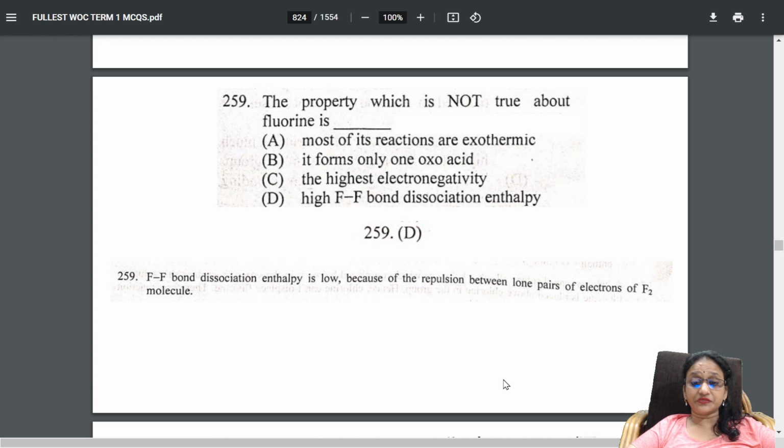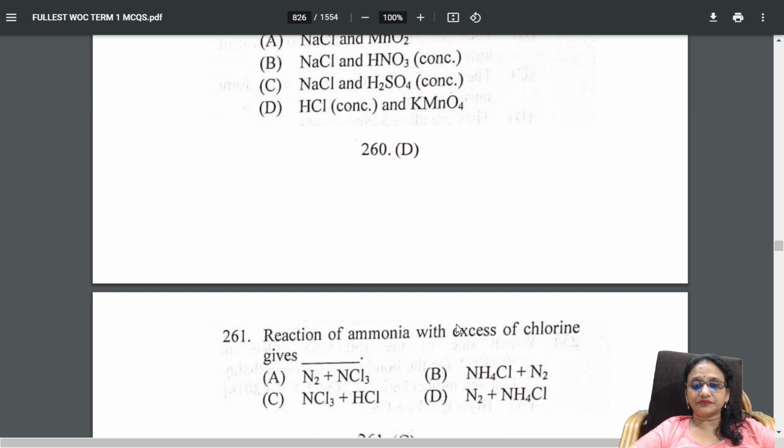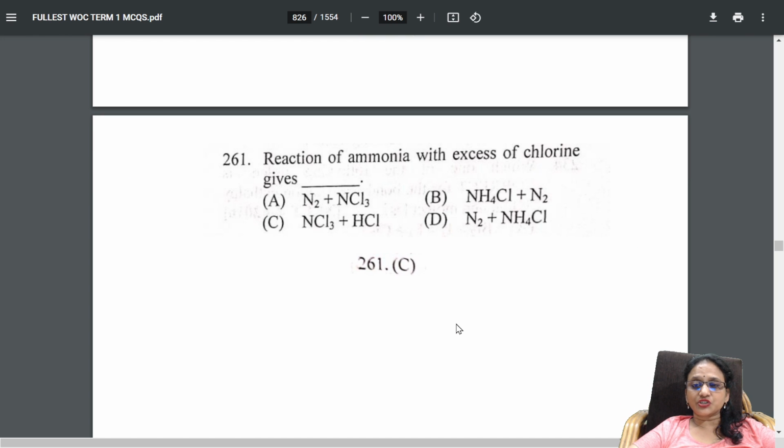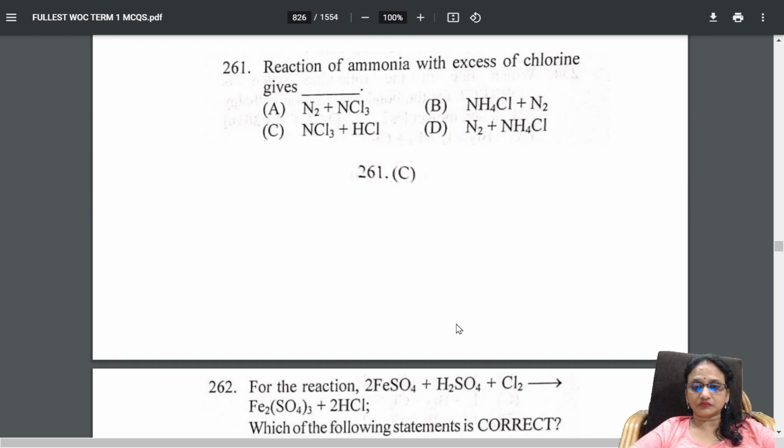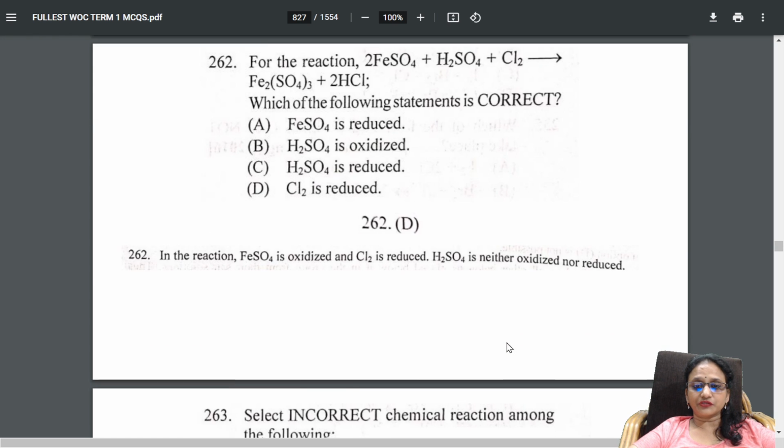Which is incorrect, which is not correct. Reasoning questions these are. So following pair substances when mixed produce chlorine gas. All right. So what are the reasons? Reaction of ammonia with chlorine. Sulfuric acid. Chlorine reaction. So chlorine, what is the role of that? Of chlorine?